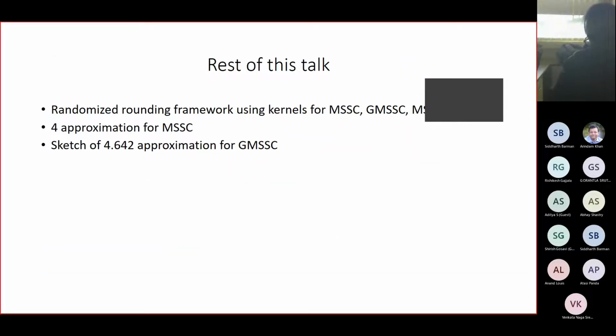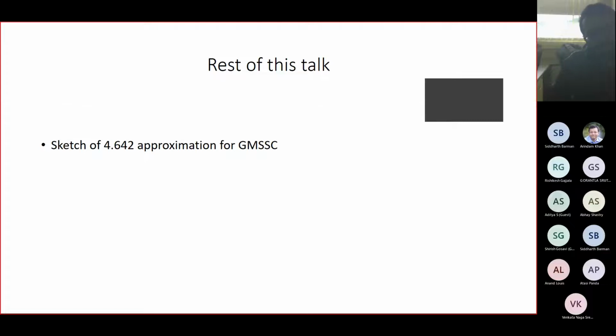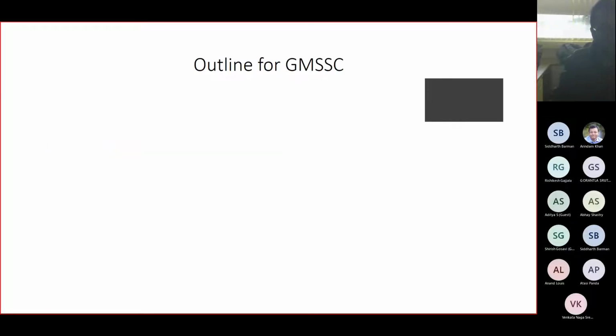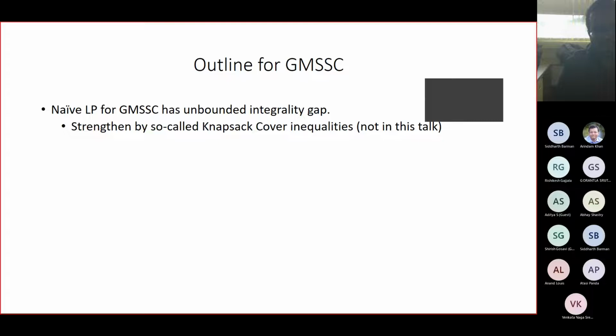The rest of the talk, I want to sketch a real result, which is this improved approximation for generalized min-sum set cover. And here we also talk about this tail bound for sums of Bernoullis, which you might have seen in the abstract of this talk. So here's a very rough outline for this. I can't go into details, but this is the main idea.